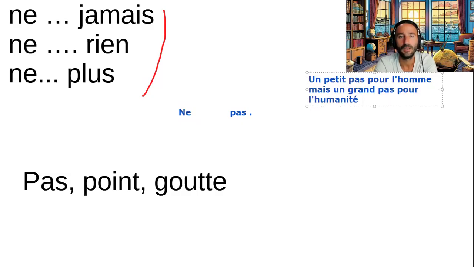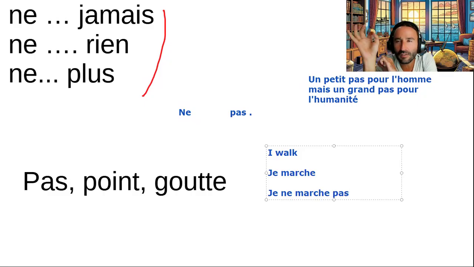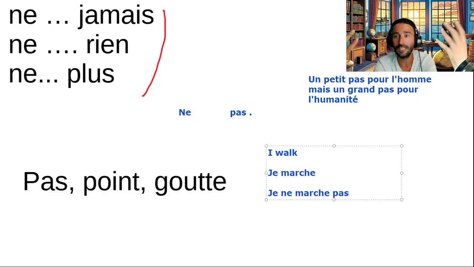Ok. Donc, the negation comes from here. So we say, to insist, for example, I walk. In French, we say je marche. So, je ne marche pas. I don't walk even a small step. That's why we use that.